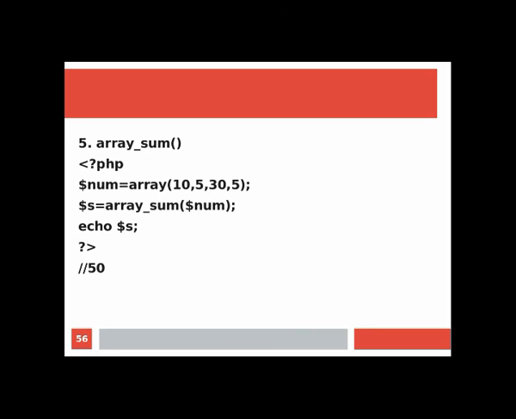We will see an example again, here in the PHP tag: $num = array(10, 5, 30, 5); and we have taken a variable $s = array_sum($num), that is our array variable; and echo $s for display, and the end of the PHP tag. Here simply the summation is taken, that is 10 plus 5 is 15, plus 30 is 45, and plus 5, so the output will be 50. So here it is array_sum.